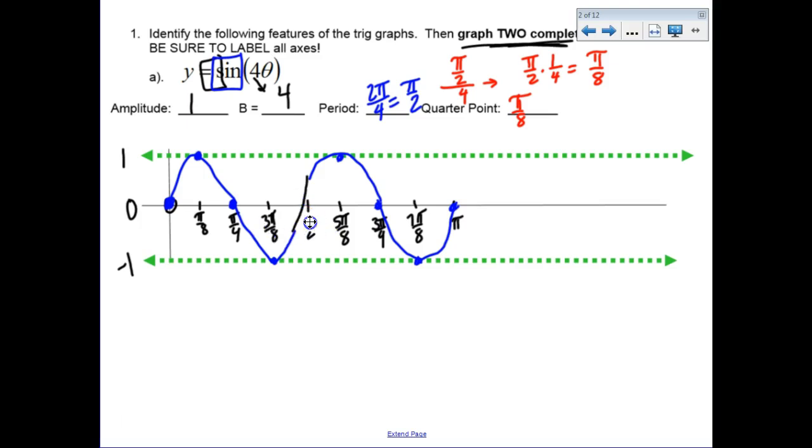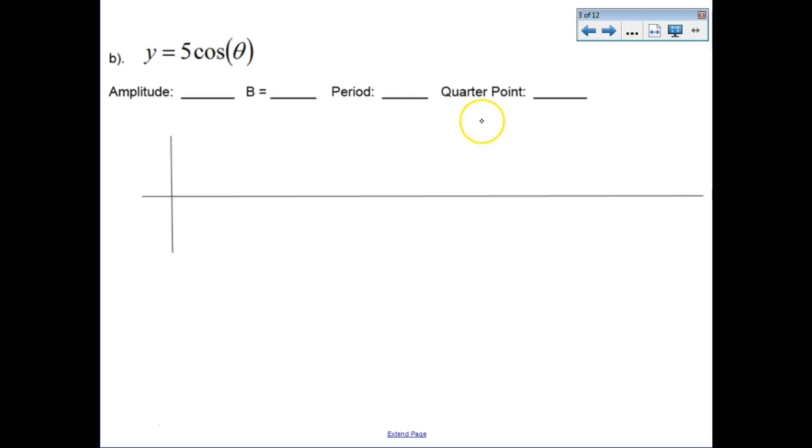All right. 3 pi over 8. This is pi over 2, right? 4 pi over 8. Okay. Never mind. That's what we're going to have you do. All right. So nothing really too crazy.